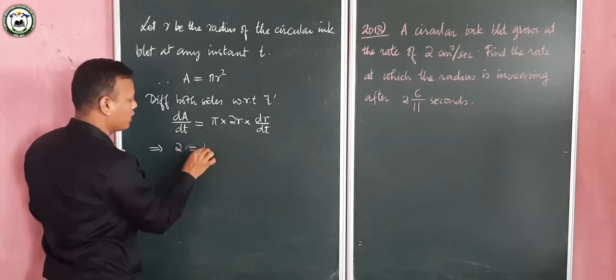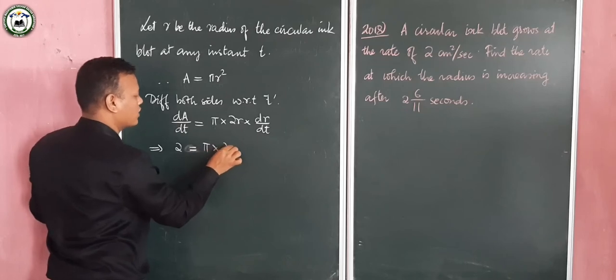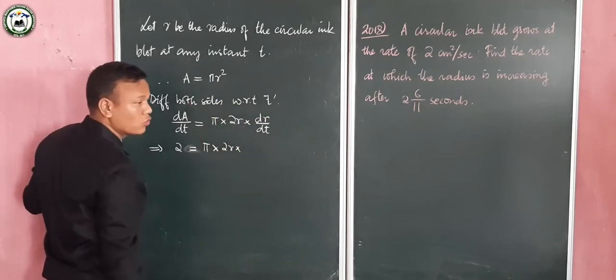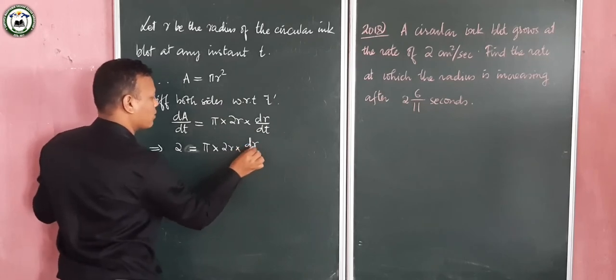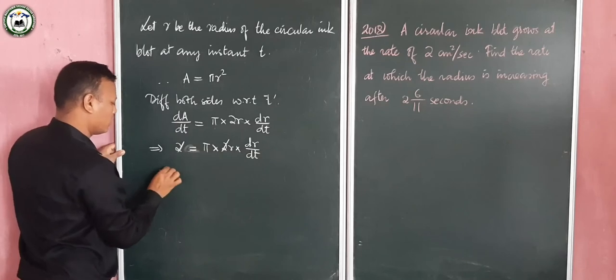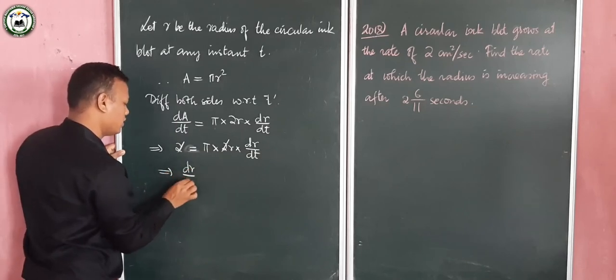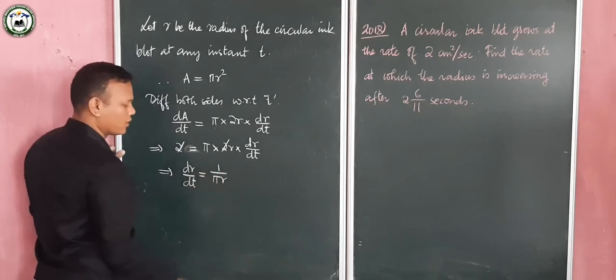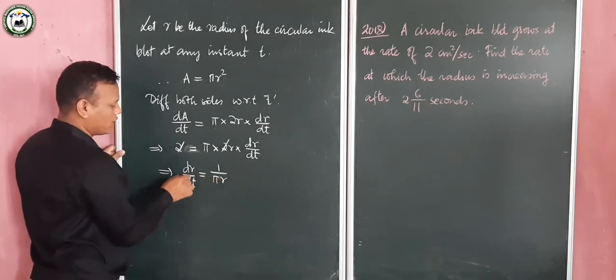So we have pi here into 2r, and dr by dt, that is the rate of change of radius. That's what we need to find here, right? So we have dr by dt. So 2 and 2 get cancelled. From here we see that dr by dt is equal to 1 by pi r. Right, so this is our dr by dt.